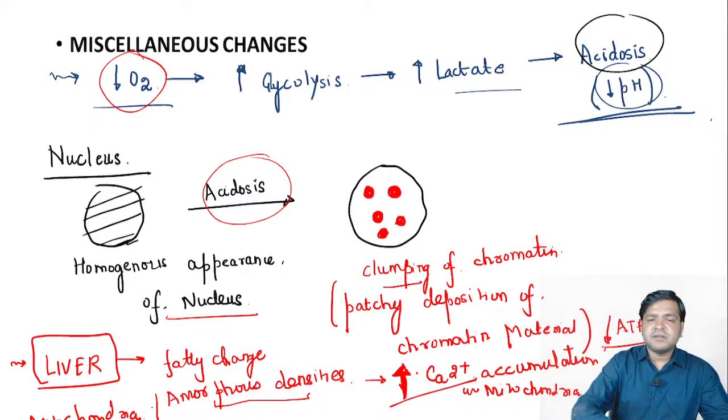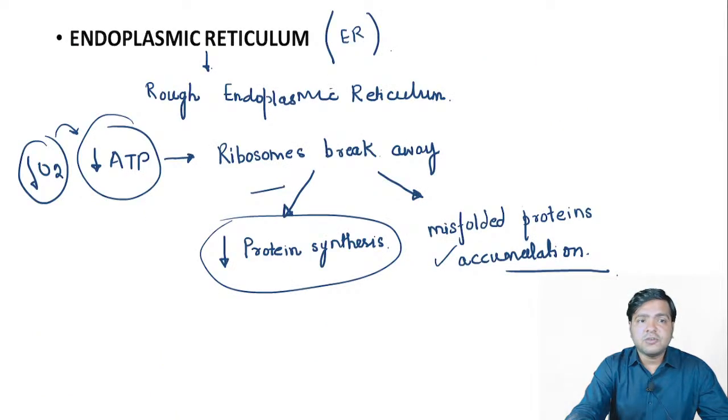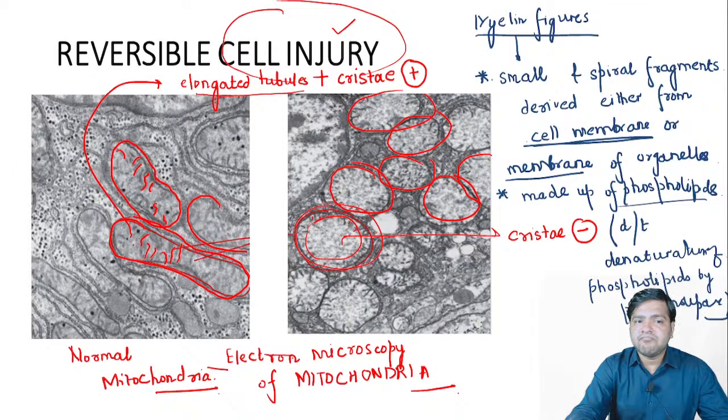I hope the reversible cell injury is clear to each and everyone. The miscellaneous changes happening in the liver that I have already told you: fatty change, lipid droplets, especially the triglyceride droplets. Amorphous densities in the mitochondria, the nucleus, the endoplasmic reticulum, and about the cell membrane, the myelin figures, the first microscopic change, and the mitochondrial dysfunction that you will encounter.